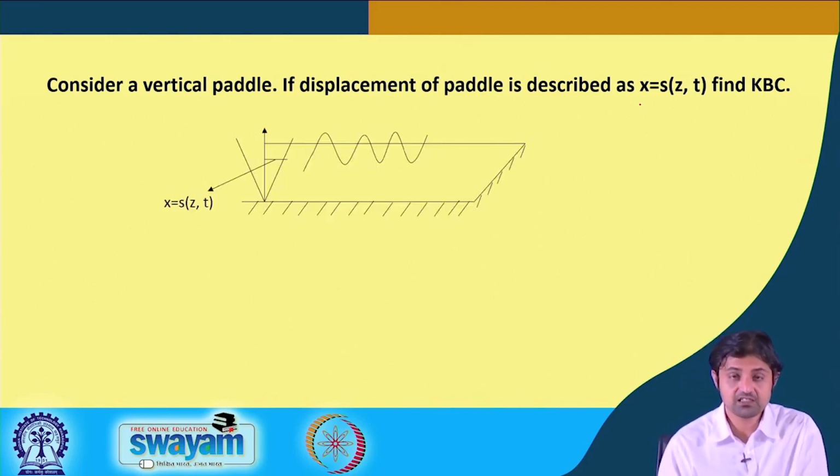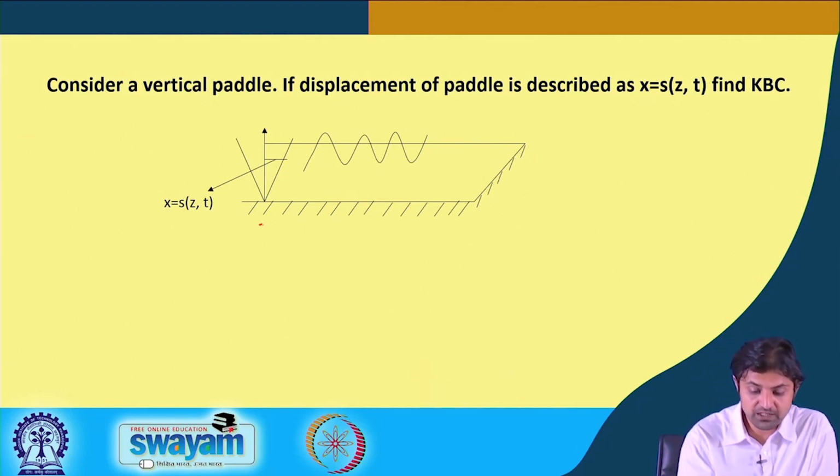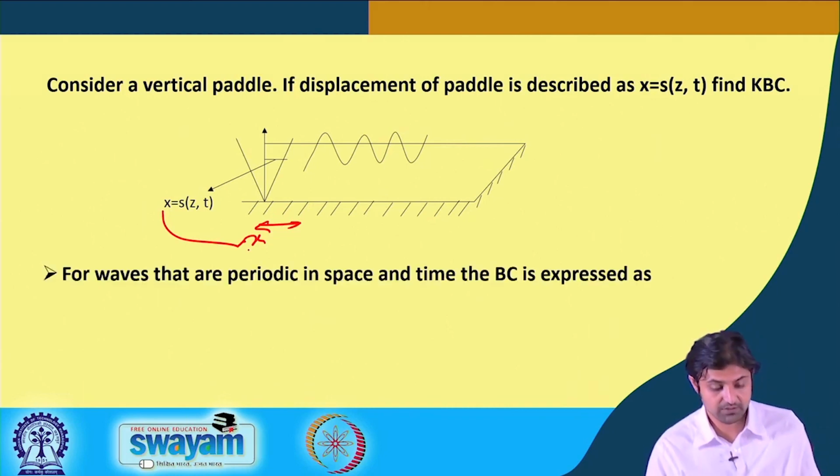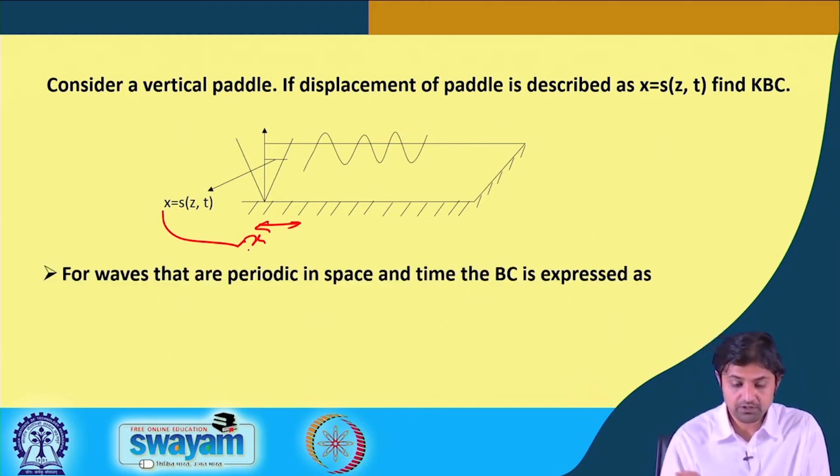So, this is x is a function of z, comma t. Okay, this is the paddle. So, the movement of the paddle is in the x direction, right. Therefore, we say x is equal to a function s of z, comma t, all right.